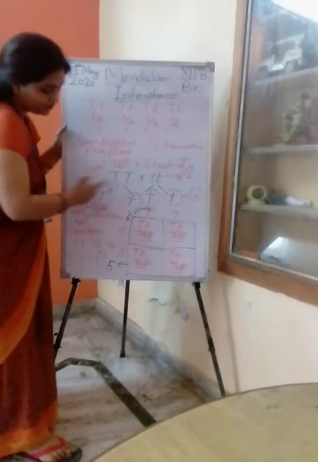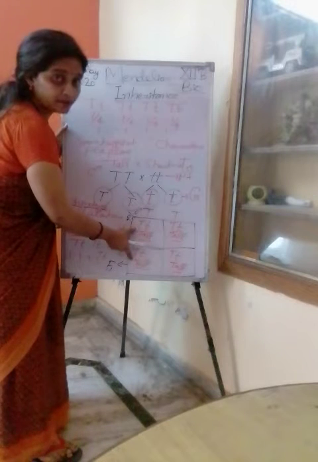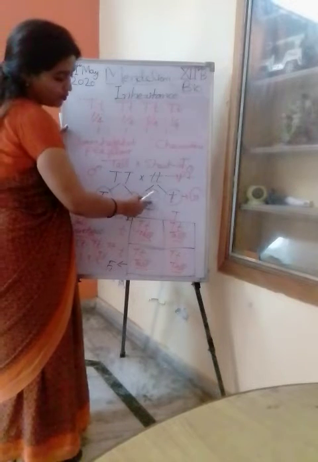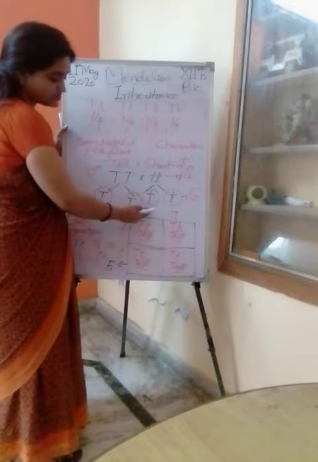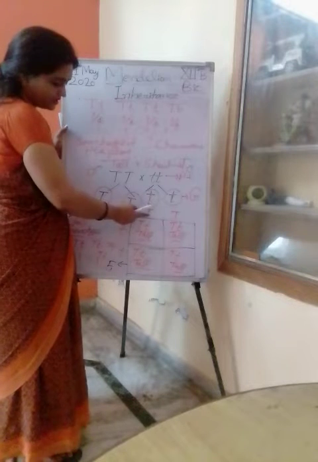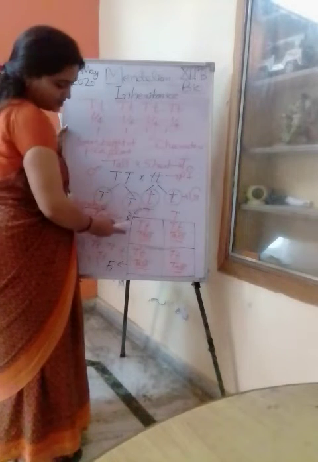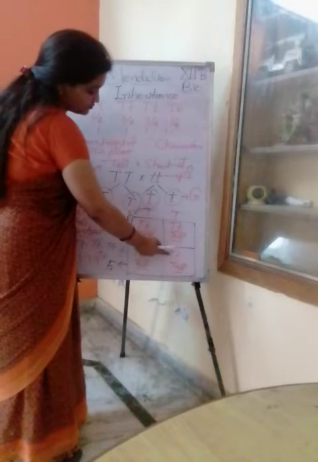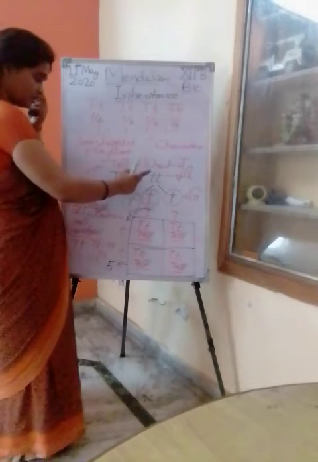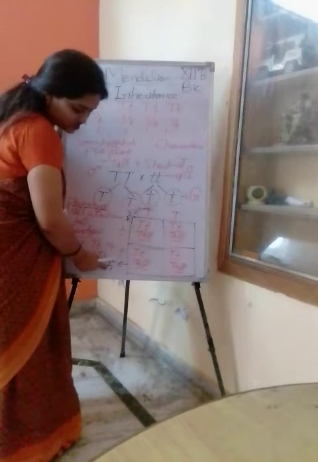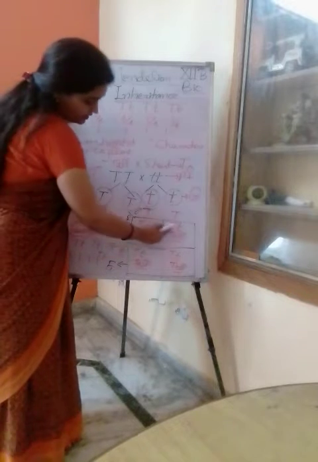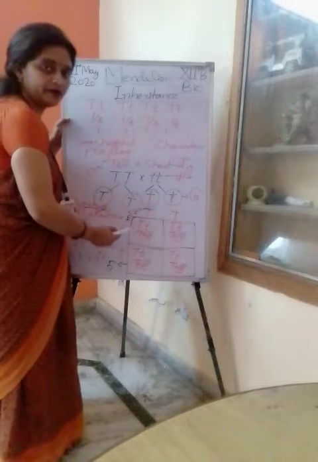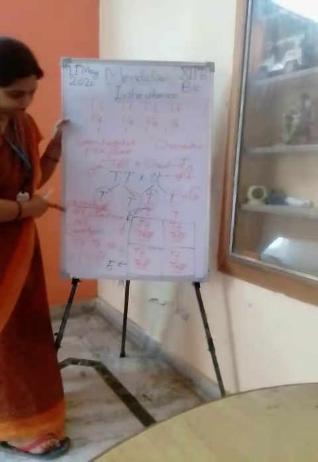Now we will make a checkerboard given by Punnett and write capital T first, now small t, and cross them: capital T, small t, and capital T, small t. The second row is also capital T, small t, capital T, small t. Crossing the two parents, we get the F1 generation. Looking at external appearance, all plants are tall. That is the phenotype.